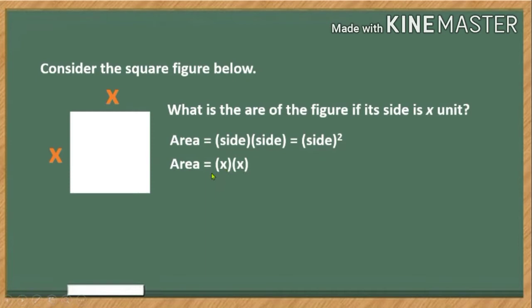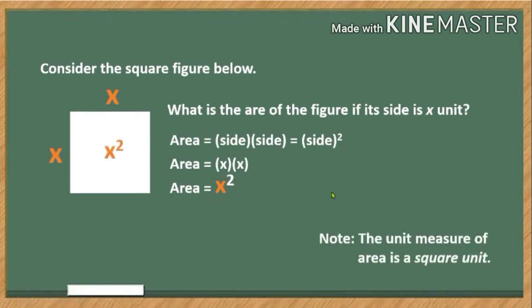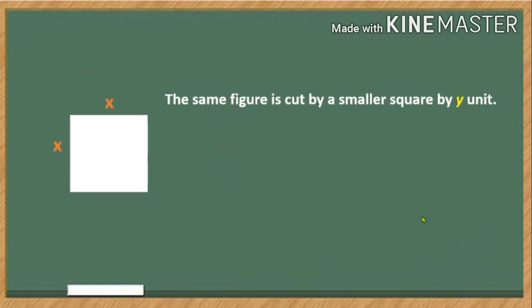The area now is equal to the product of x and itself, which gives us the square of x, or the area of this square figure is equal to x squared. Now take note that the unit of measure of area is a square unit. The same figure is cut by a smaller figure by y unit.